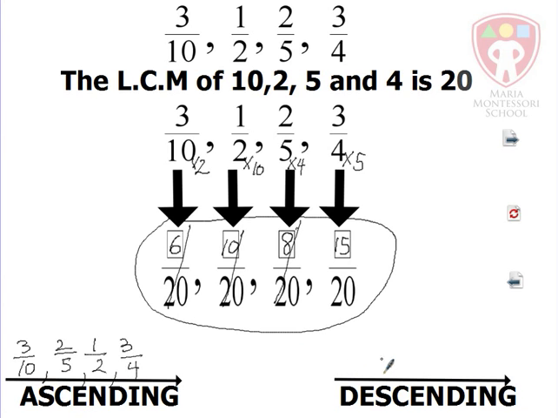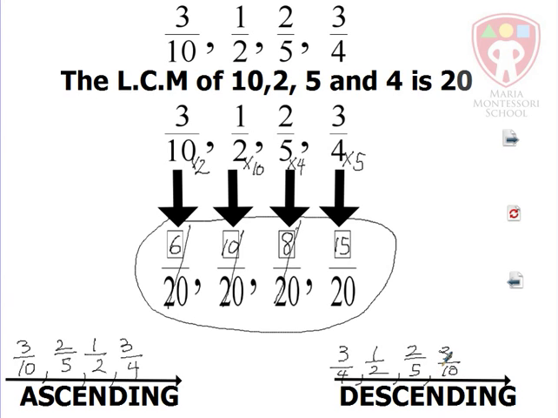And then, of course, descending means the opposite. We can just start from here, 3/4. Then we would have a half. Then we have a 2/5. And lastly, a 3/10. Well, so we should understand that.